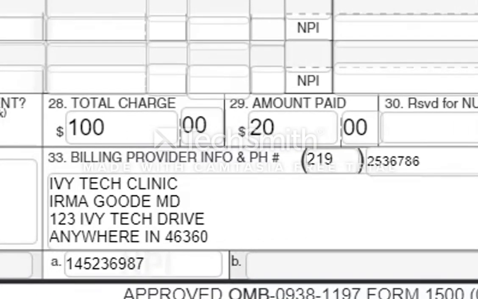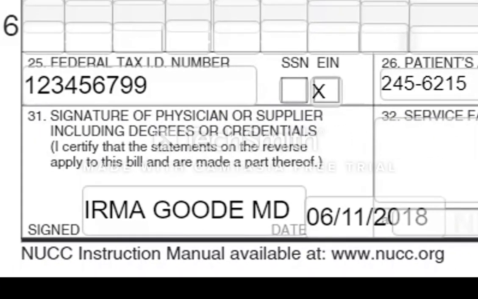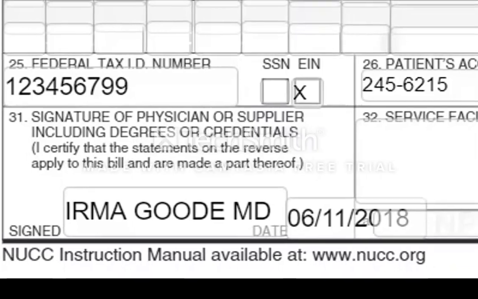Block 28, this is going to be the total charges, so just add on column 24F. And if the patient paid anything towards that visit, you're going to put this in block 29. Now, 31, it's going to be exactly the same. So this is where we'll put the physician's provider's credentials and name. We can use a stamp if needed.